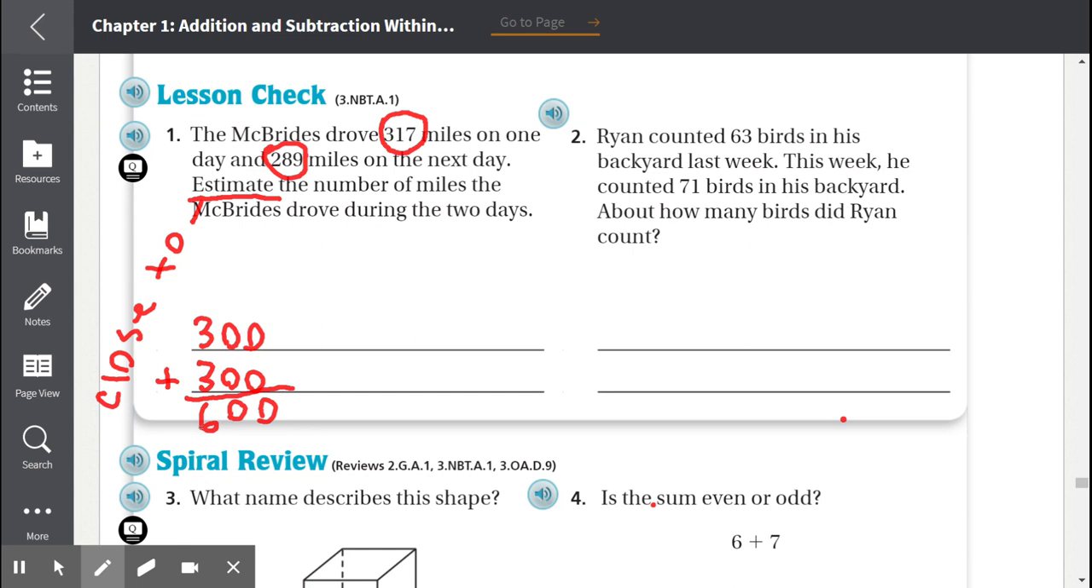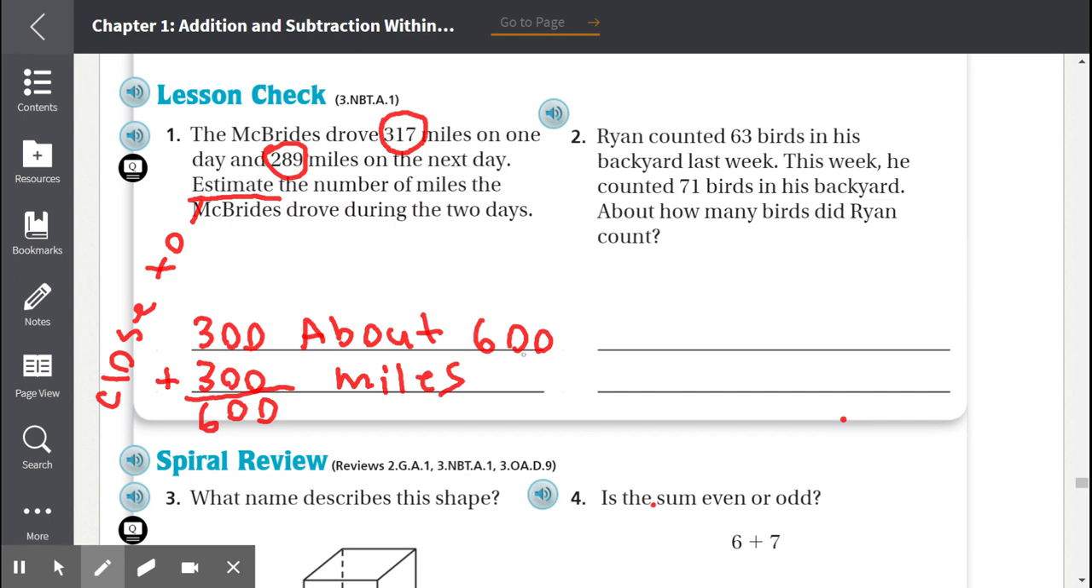The McBrides drove about 600 miles. And that was with us rounding to the nearest hundreds. Now, even if we add to the nearest tens, we would still get about the same answer. As long as it's close to 600, we're fine.